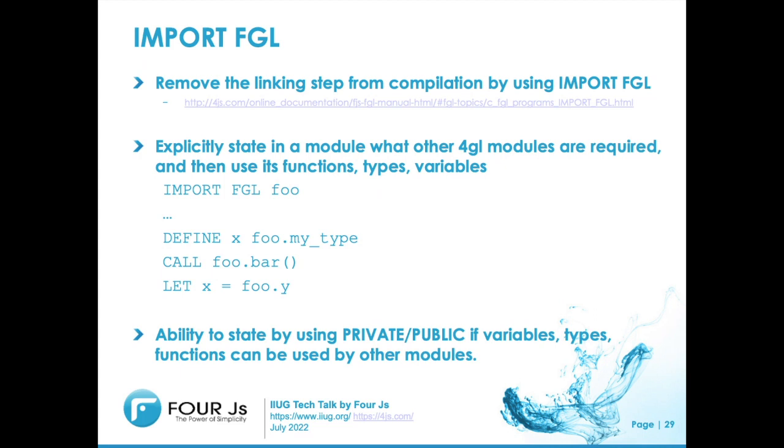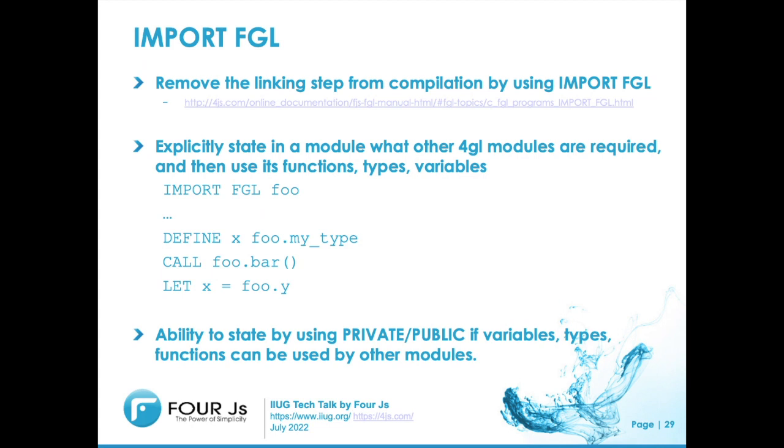4GL programs have historically been created by linking compiled modules together. You can continue to do that. What you can also do now is remove the linking process and move to a state whereby the external 4GL modules are referenced from within a 4GL file via the use of import FGL. So rather than expecting the link process to link modules together, you can explicitly reference them by the use of the import FGL line at the top, and then use that function. Then you have the public functions, types, and methods that are in that library available to you in this current 4GL code.